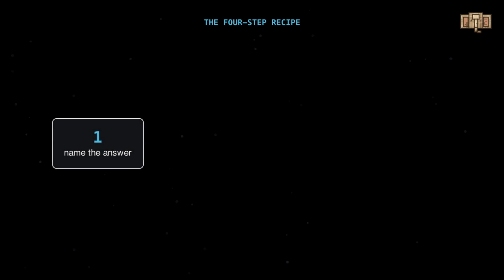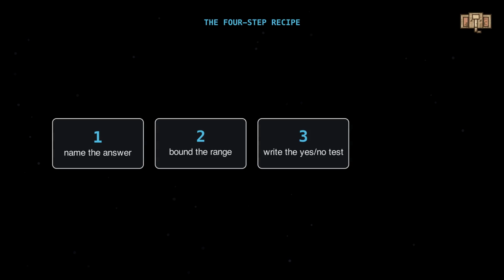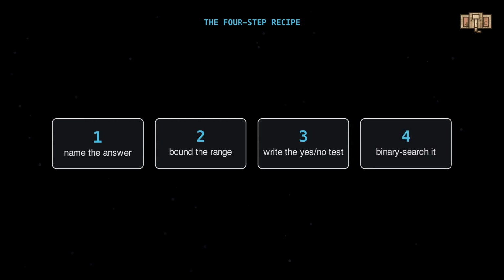That is the entire move, a recipe you can run on demand. 1. Name the answer as a single number on a range. 2. Pin the range, the smallest it could be and the largest it could be. 3. Write the yes or no test, and check that it flips only once. 4. Binary search the range with that test as the work at each step. Bound the range and write the test, everything else is the same 9 lines.